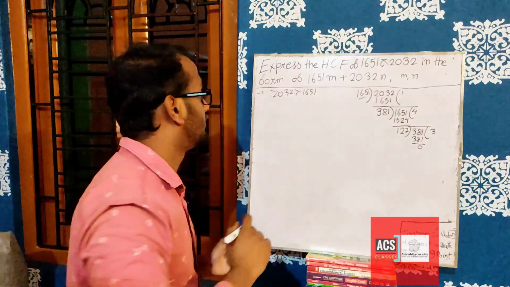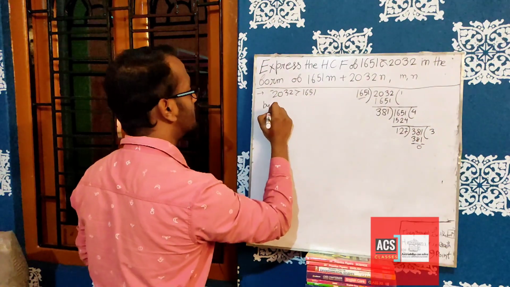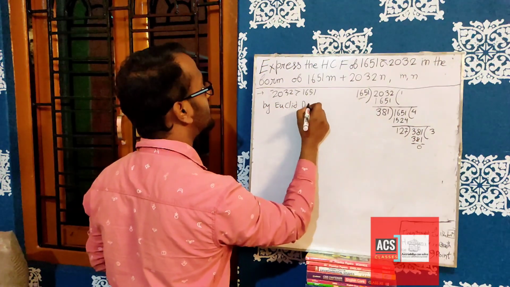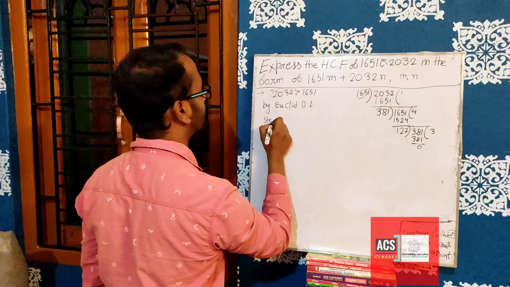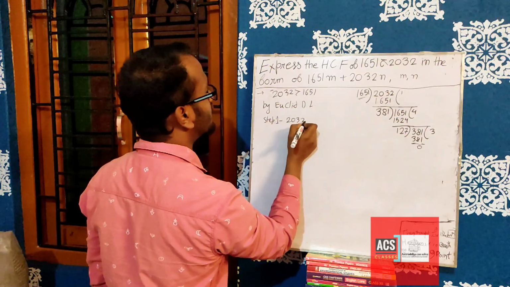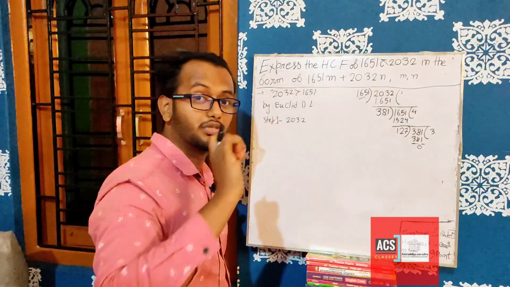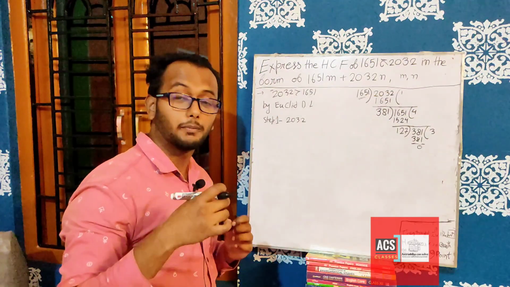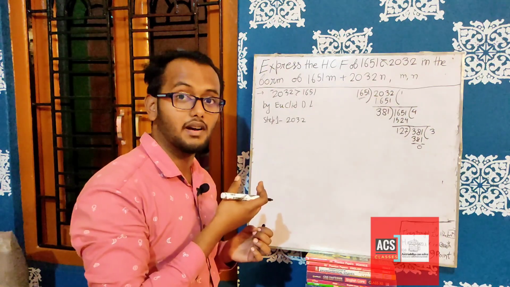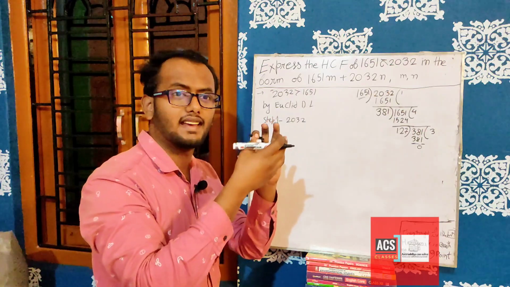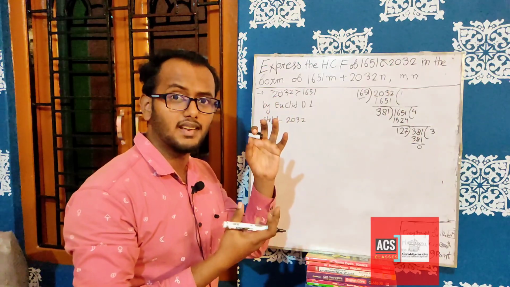So how will you write this one? We'll write by Euclid division lemma. Step 1, 2032. So don't get confused. In the question it will be like, use Euclid division algorithm, and Euclid division algorithm is a special type of Euclid division lemma. Euclid division lemma is the main one, and Euclid division algorithm is, you can say, a sub branch of Euclid division lemma.